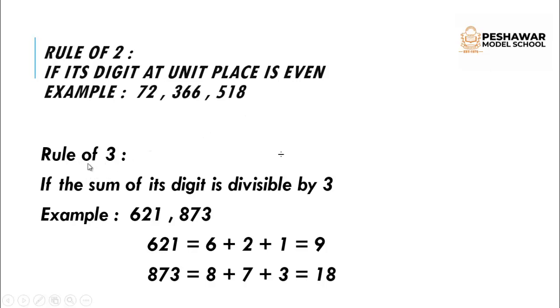The next rule is the rule of 3. The rule of 3 is, if the sum of its digits is divisible by 3. For example, 621. In the example 621, how many digits? There are 3 digits in 621. So sum of its digits means add these 3 digits. 6 plus 2 plus 1 equals 9. 9 is divisible by 3. That's why 621 is divisible by 3. Same in the case of 873. Add all these 3 digits. The answer is 18. 18 is divisible by 3.